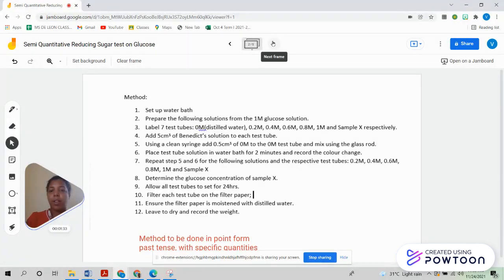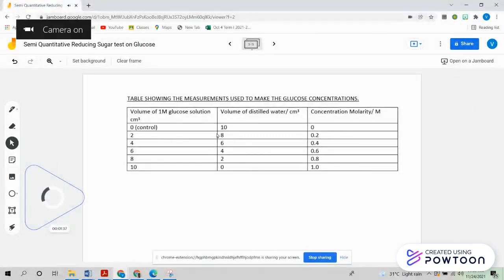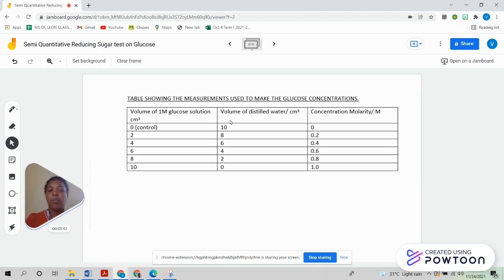So after you do your method, we go on to results. Right. So you were supposed to make up the concentrations for yourself. However, that did not happen. But you still have to write in this table as if you did make up the concentrations yourself. So you have to write up this table. This table will go under method, not results. Right? So this table will go under method.